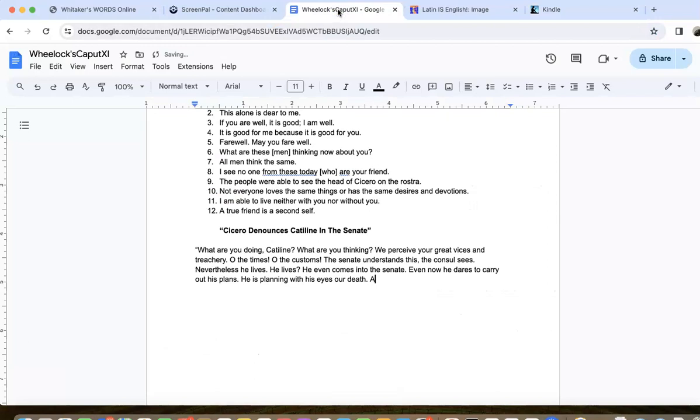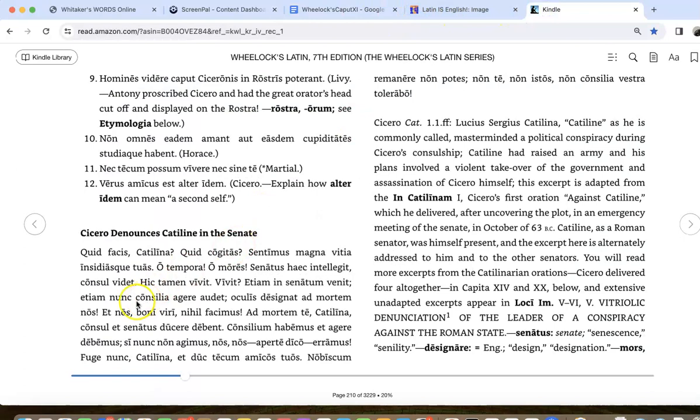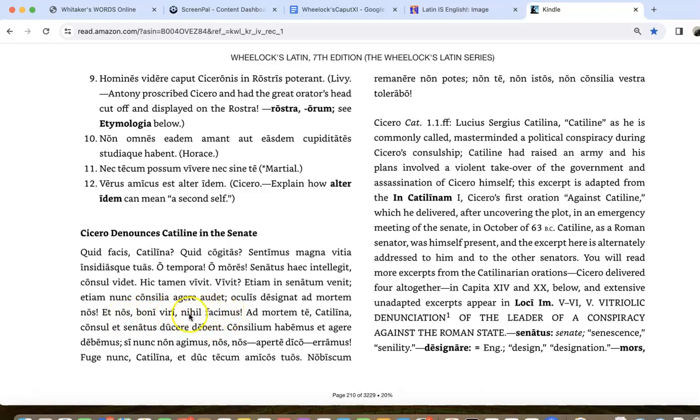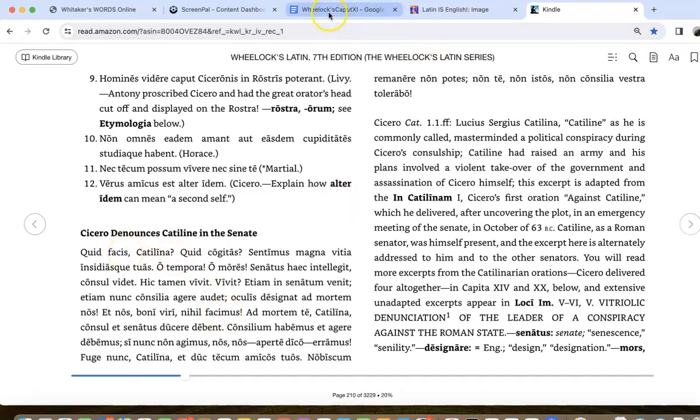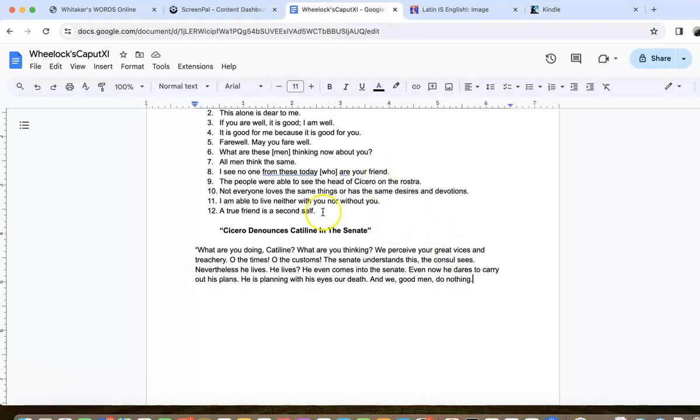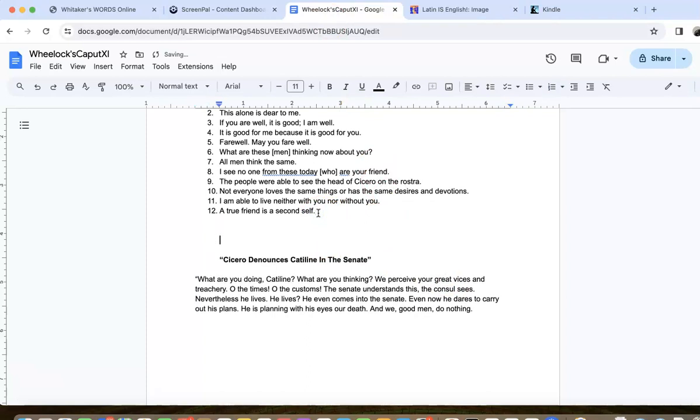And we, good men, do nothing. So, and we, et nos, good men, boni viri, do nothing, or if you want to say we do nothing, that would work too. So here's a good example where facimus means we do, facitis means you do. So you can see there's a difference in how we conjugate our verbs. Again, verbs are a little bit trickier to learn in general, but there is that site called Verbix. Let me give one more footnote on this.